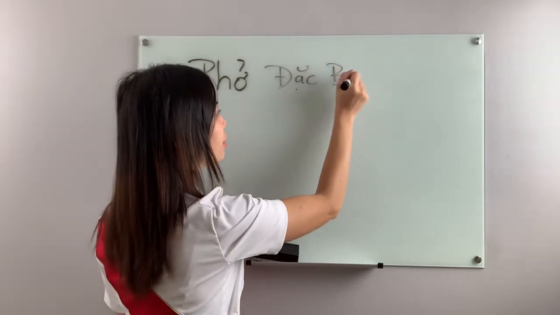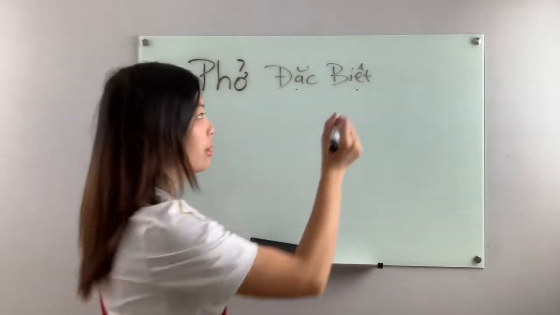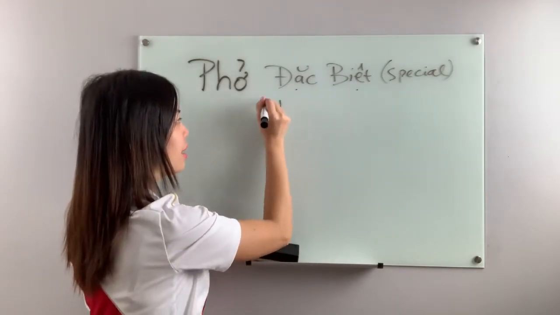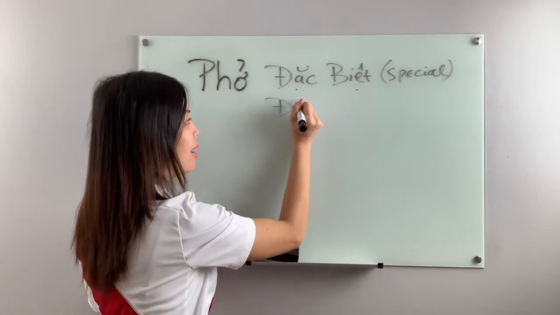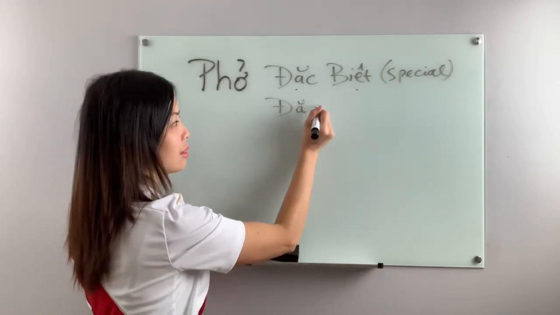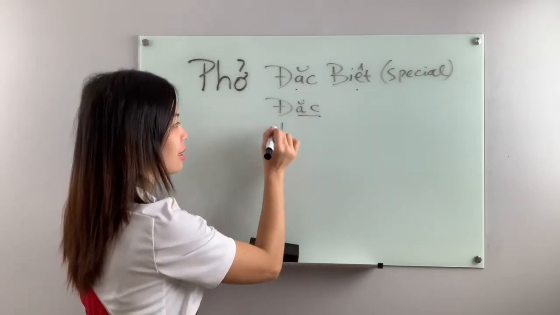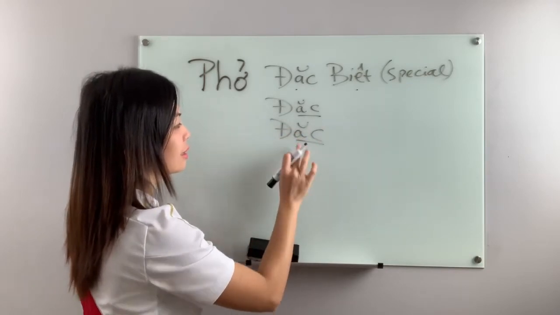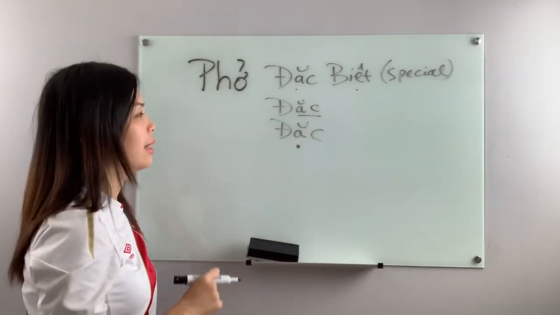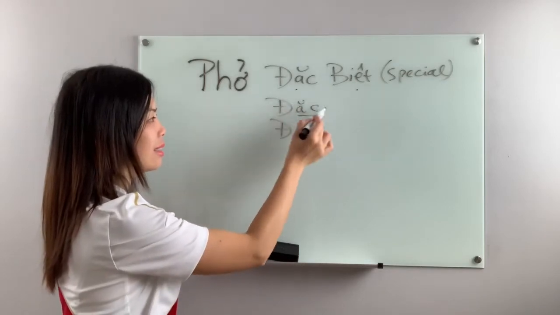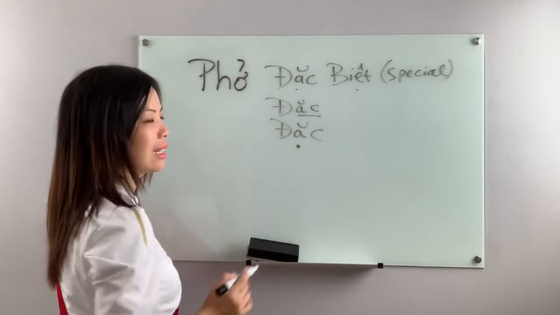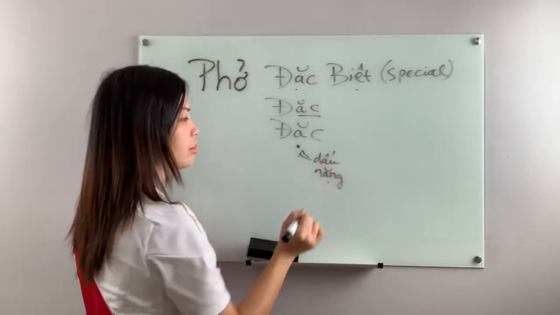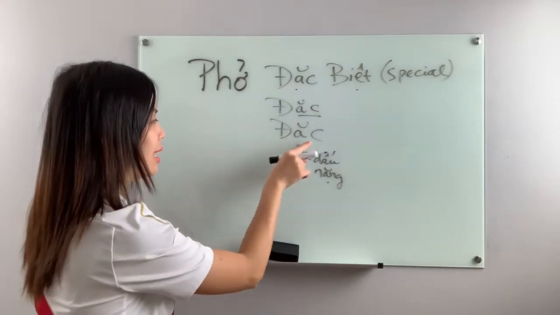The next one is called phở đặc biệt. Phở đặc biệt is the special phở. And đặc: đờ, ă, cờ, ắc, đắc, nặng, đặc. And this one is dấu nặng. Đờ, ắc, đắc, nặng, đặc.